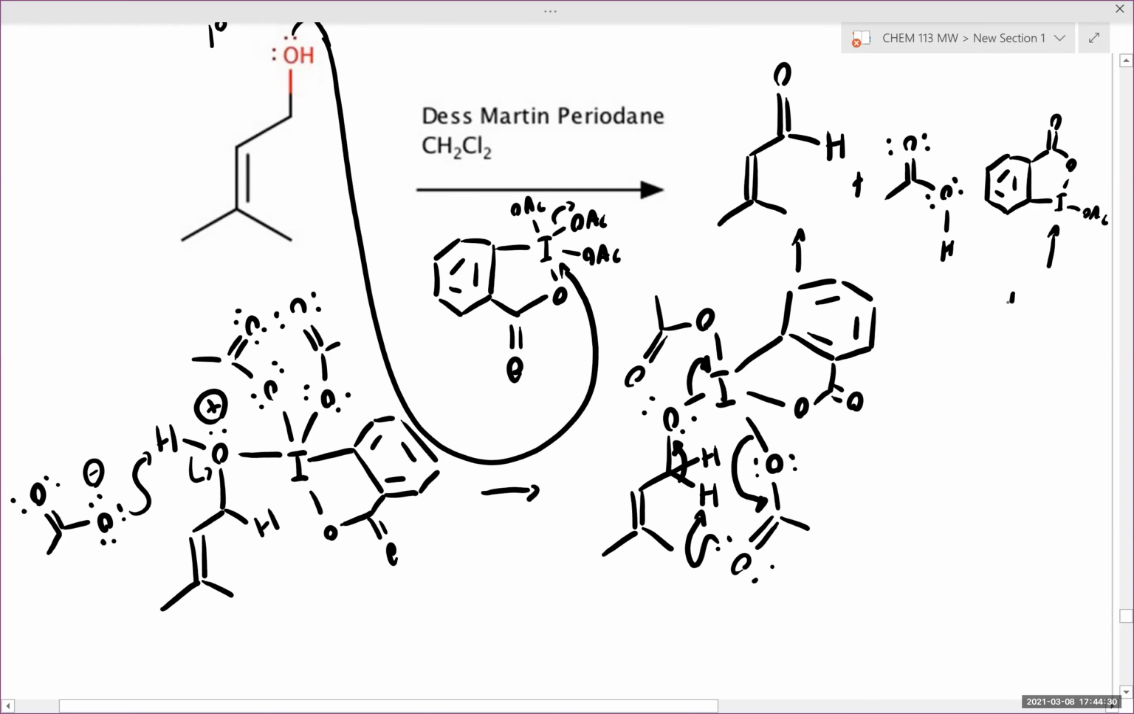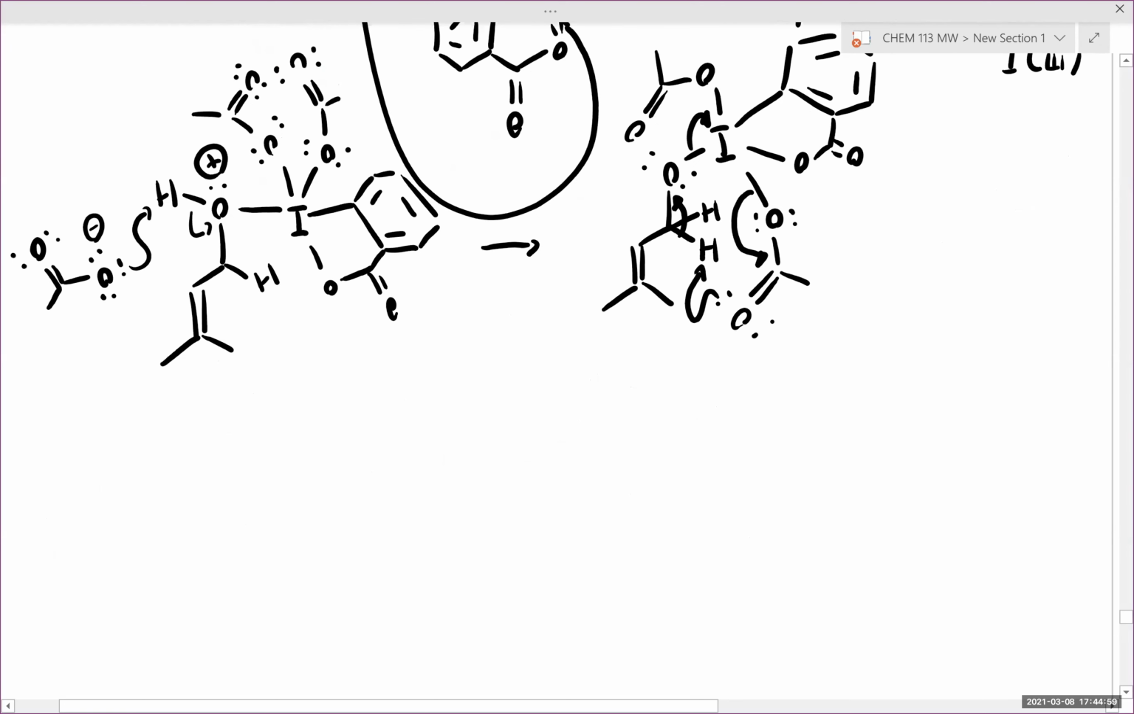Notice in the end, we have an iodine 3 species. So we have reduced our oxidizing agent. Any other questions on this example? Any other questions on this example and the mechanism for the Dess-Martin periodinane oxidation? If we don't have any other questions on this example, let's look at a follow-up.